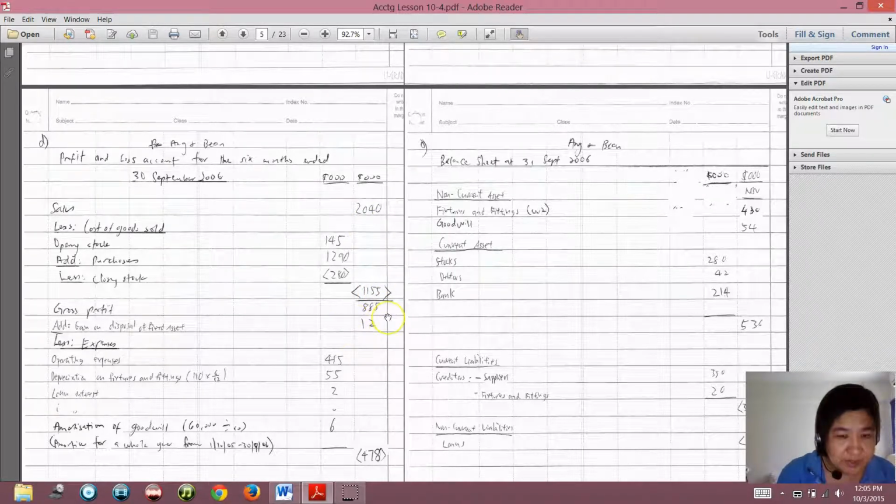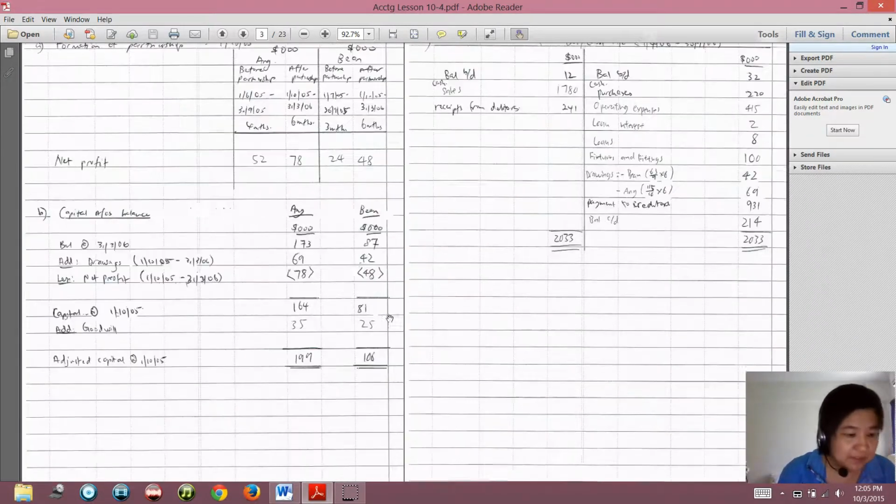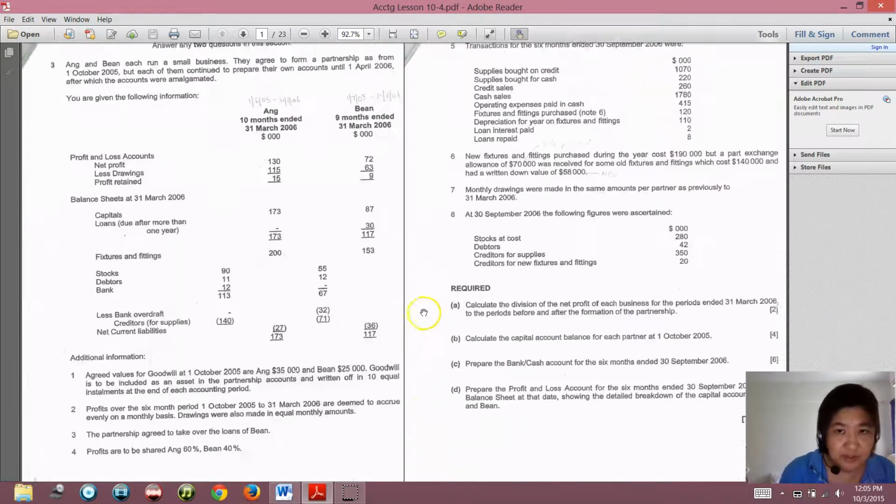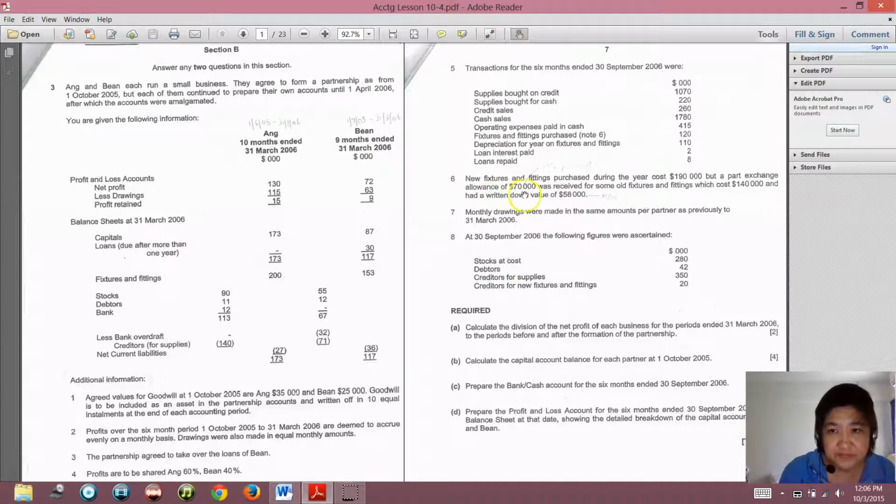Okay, gain on disposal of fixed asset, you look under note 6. The supplier gave them a trade-in value or a part exchange allowance of 70,000, which was received for some old furniture with cost 140 and the written down value is 58. Written down value means the net book value of the fixture and fittings. So your fixture and fittings net book value is 58,000.